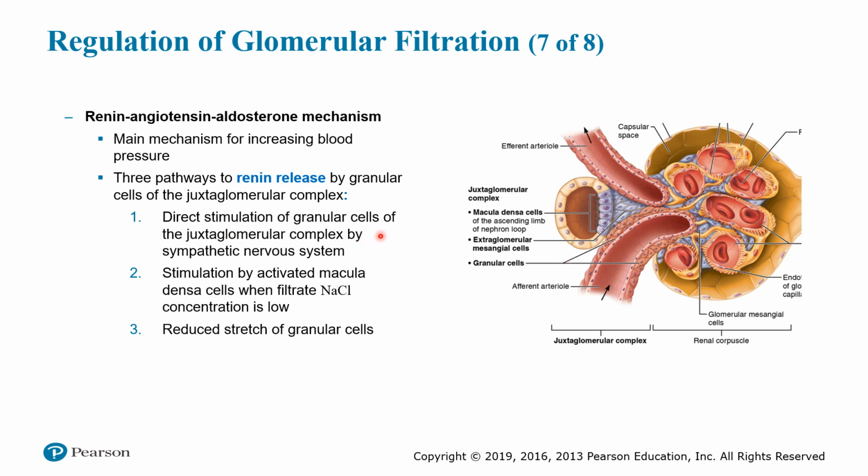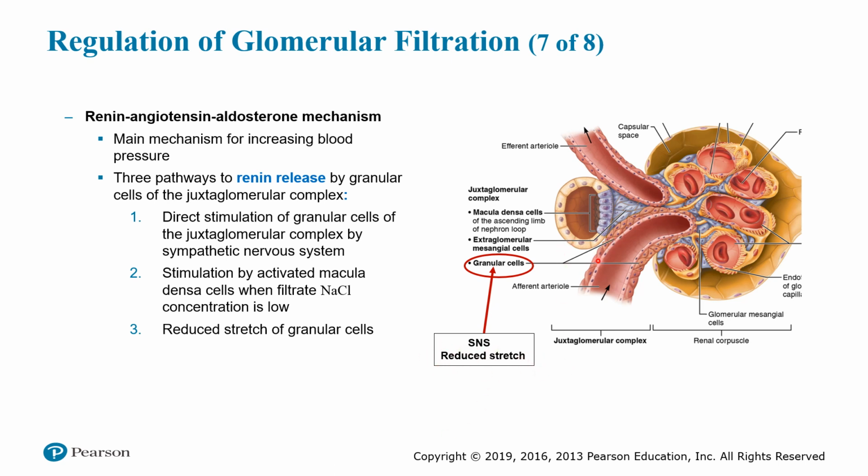There is direct stimulation of the granular cells of the juxtaglomerular complex. This whole thing is known as the juxtaglomerular complex. The sympathetic nervous system stimulates these cells, and they secrete the renin. So these are the granular cells, and the sympathetic nervous system stimulates them to secrete the renin. And then the other process is, when there is low blood pressure, there is reduced stretch.